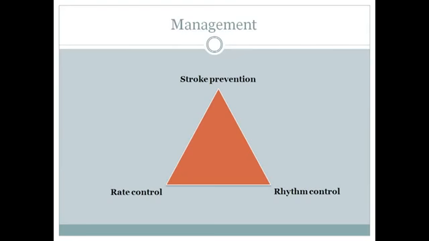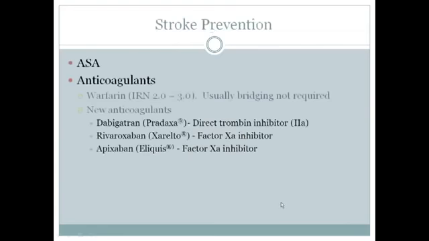We saw in the video how the atria doesn't move, sluggish flow, thrombus, so stroke prevention. Rate control will be the second most important thing, at least in the acute setting. And rhythm control, okay, depending on our patient or our diagnosis. So stroke prevention: aspirin, important; anticoagulants, warfarin is the classic one, INR 2 to 3.